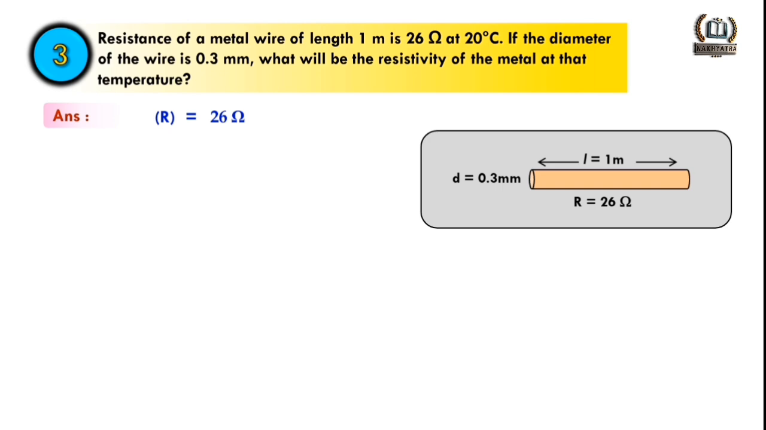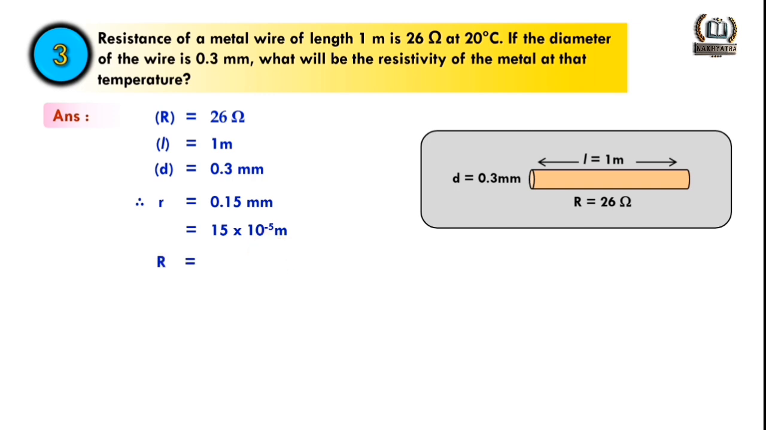Now we know that R equal to 26 ohm, L equal to 1 meter and D equal to 0.3 millimeter. So the diameter we have to convert into radius, so we get r equal to 0.15 mm. Right? We have to divide by 2. Then we will get this r. Now the unit is given in millimeter, so we have to convert millimeter to meter. So we have to multiply it with 10 to the power minus 3. So we will get r equal to 15 into 10 to the power minus 5 meter.